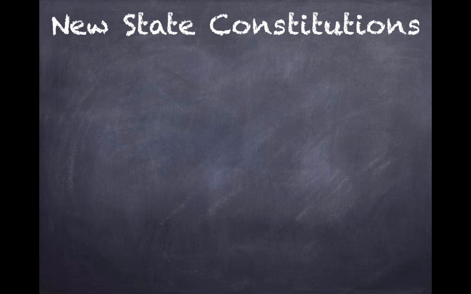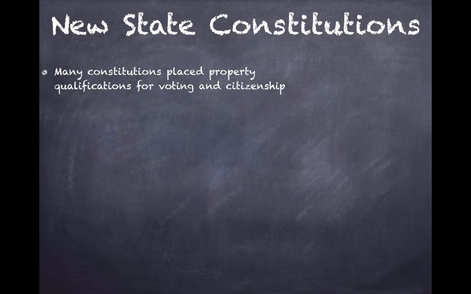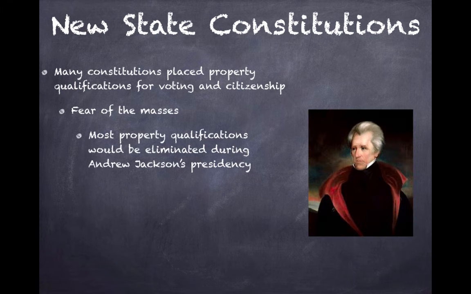Okay, let's talk about new state constitutions. Many constitutions place property qualifications for voting and citizenship. This is a foreign concept from today, but back in the 1700s and early 1800s, a lot of states had property requirements for voting, so that limited the amount of people that could vote. There was this fear of the masses, and most property qualifications would be eliminated in the 1820s and 1830s during Andrew Jackson's presidency. We'll get to him in period 4. He's a super interesting dude.